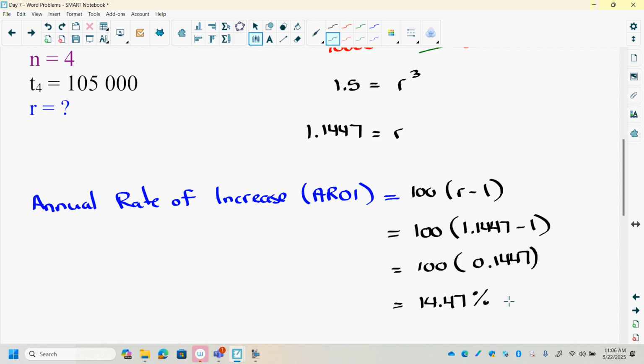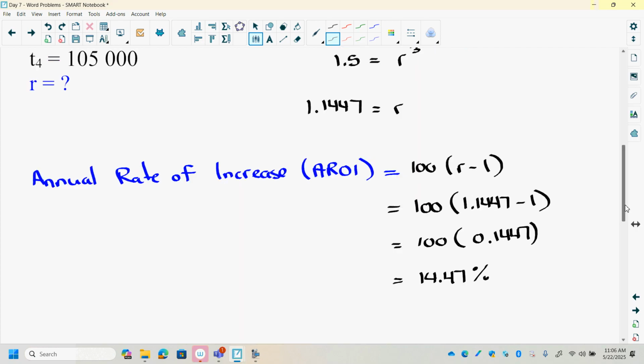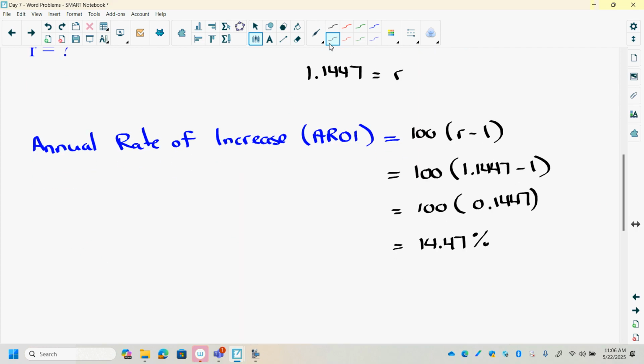So a couple of things. All right. To answer the question with a sentence, I would say the annual rate of increase is 14.47%. I'm not too picky about the sentences, but you should always write a little statement. Okay, they wanted the annual rate of increase. That's what it is.